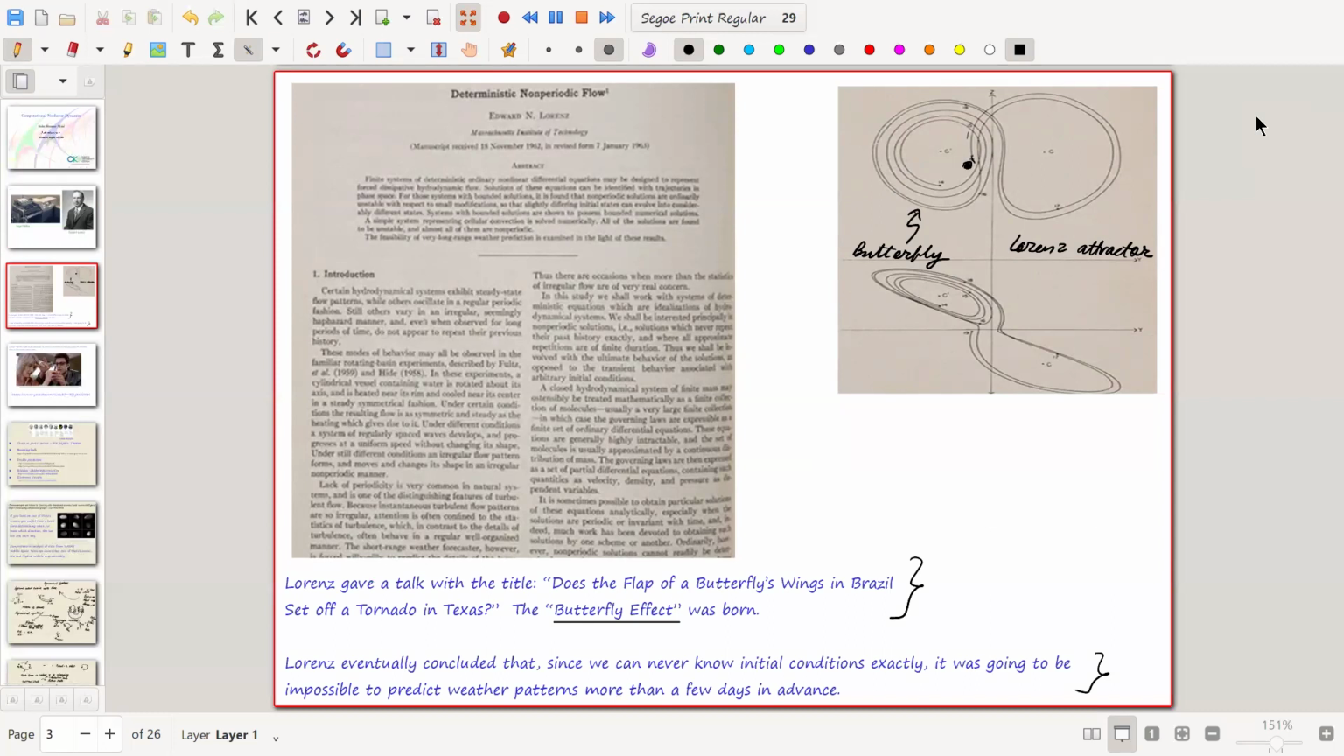A research paper at that time was very prestigious. So he wrote a research paper on deterministic non-periodic flow. And on the right you see here a model he created based on the weather system, and this is just a differential equation. We will come into this later in the course, because weather is not discrete.